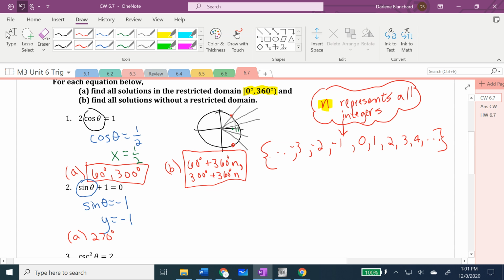So in number 2, 270 is the only angle on one round of a unit circle that solves that equation. That means in part B, the only thing that solves that equation is something in the form of 270 degrees plus 360 degrees times any integer, any number that is an integer.